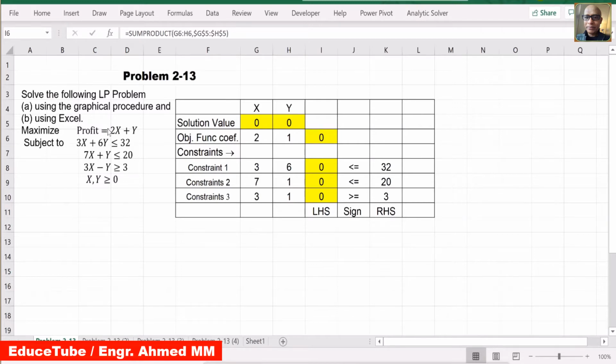According to this mathematical formulation, I prepared one table. It is written as x and y here; these are the two variables, and the solution for x and y will be written here. Right now it is 0. The objective function coefficients are taken from the objective function equation 2x plus y, and the profit we need to find. So in this cell I put 0.